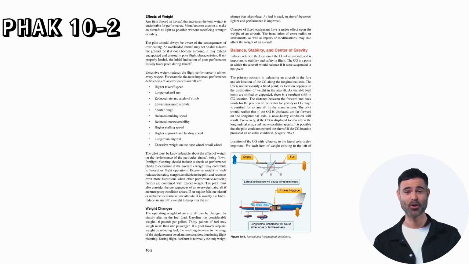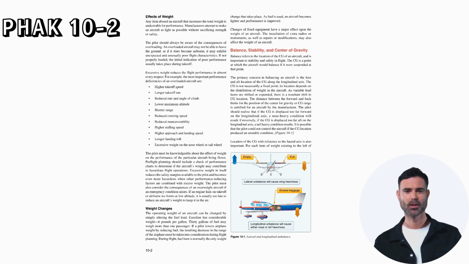The CG is a point at which the aircraft would balance if it were suspended at that point. The primary concern in balancing an aircraft is the fore and aft location of the CG along the longitudinal axis. The CG is not necessarily a fixed point. Its location depends on the distribution of weight in the aircraft. As variable load items are shifted or expended, there is a resultant shift in CG location. The distance between the forward and back limits for the position of the center of gravity, or CG range, is certified for an aircraft by the manufacturer.